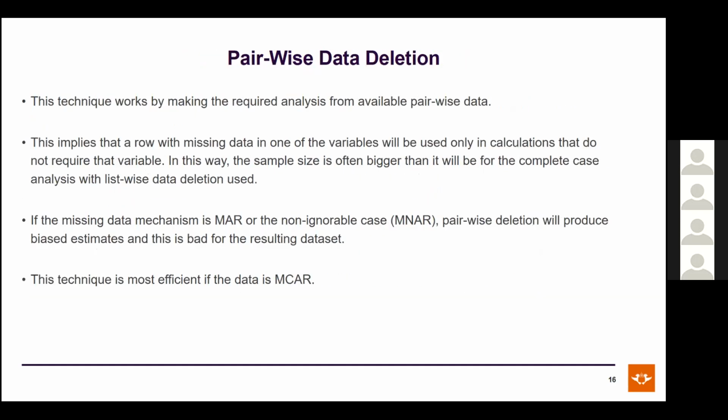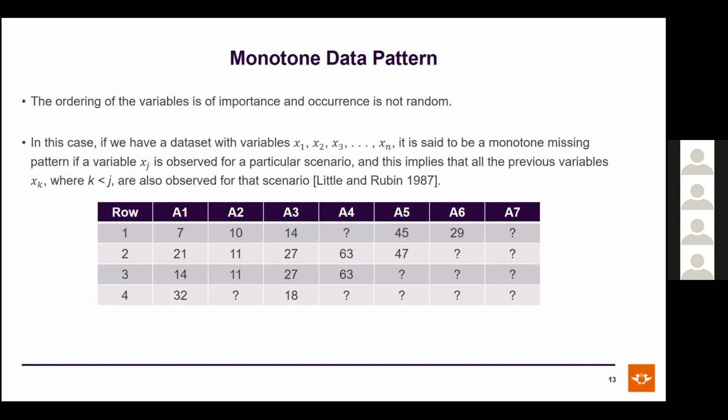So that is pairwise data deletion. Basically, pairwise data deletion implies that a row with missing data in one of the variables will be used only in calculations that do not require that variable. And that answers the question which was asked before.